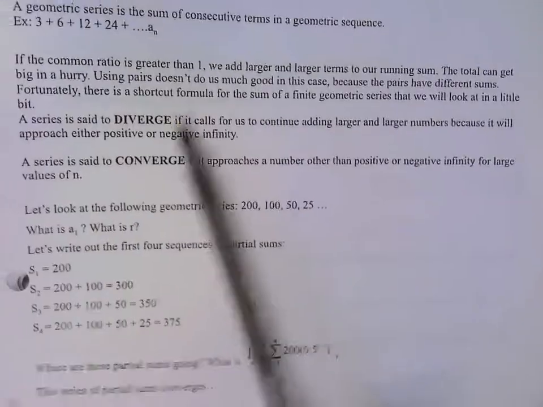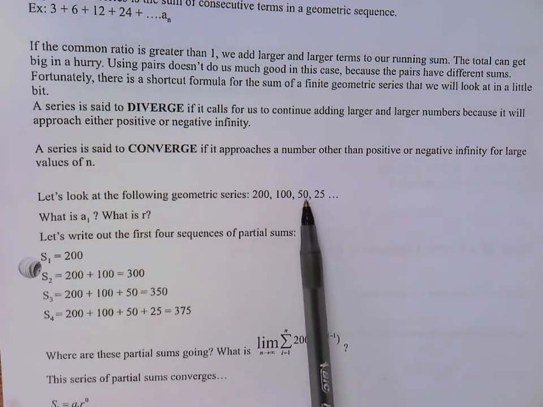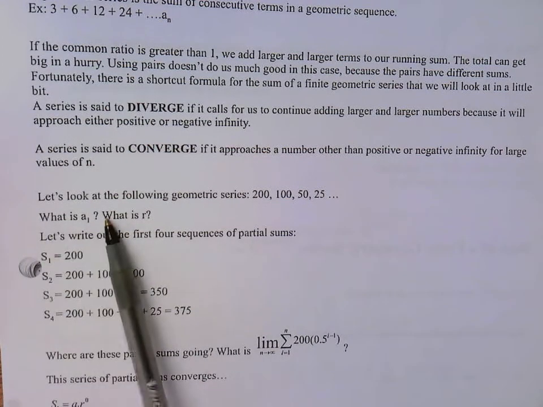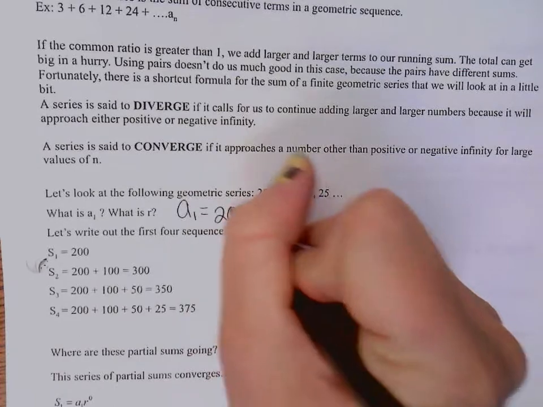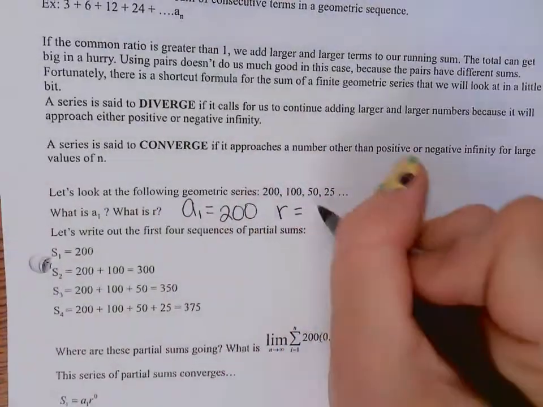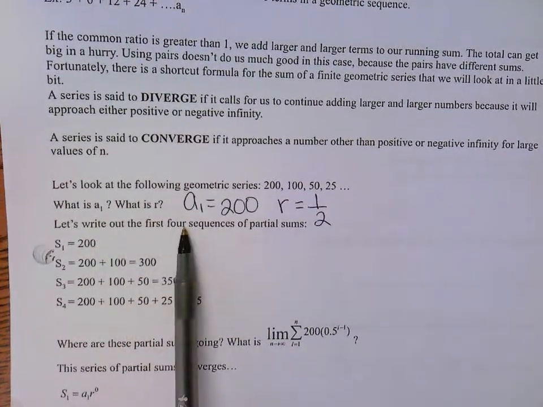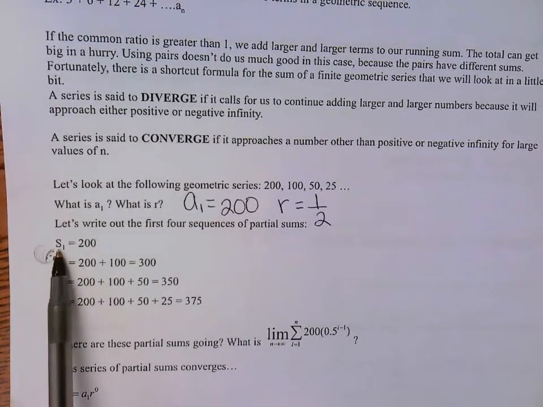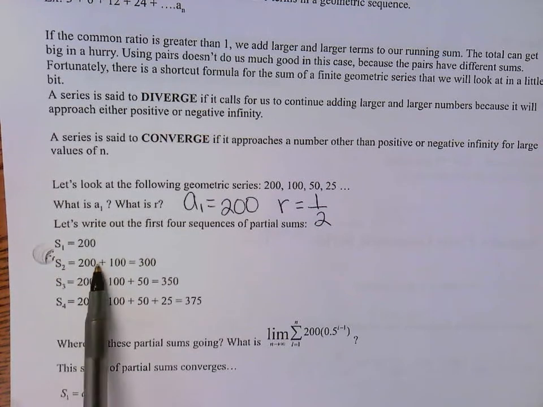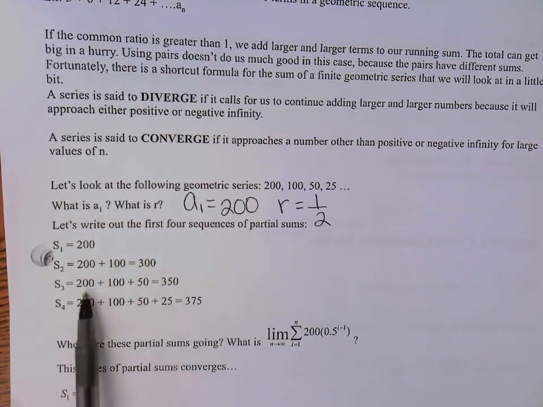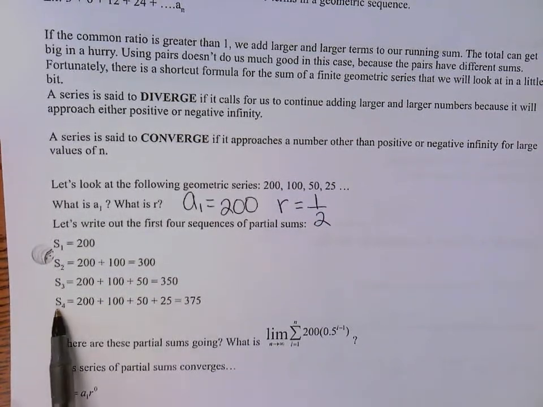So here's just a series that we're going to look at just as kind of an intro. 200, 100, 50, and 25. So it says, what is a sub 1 in this series? A sub 1 is just 200. And what is r? 1/2, right? I'm multiplying by 1/2 every single time. So it says, let's write out the first 4 partial sums. So the first partial sum, I just take the first term. The second partial sum, s sub 2, I'm just adding the 200 plus the 100, right? The third partial sum, 200, 150 would be 350. And the fourth partial sum adds up to 375.